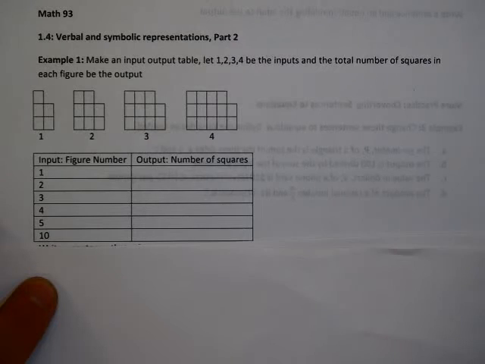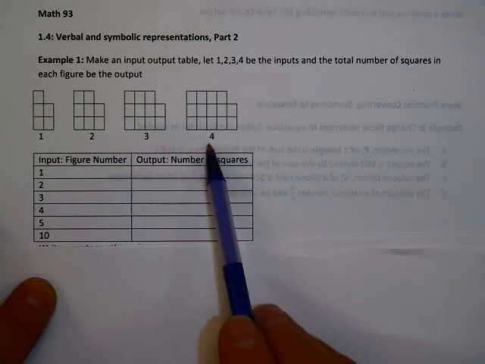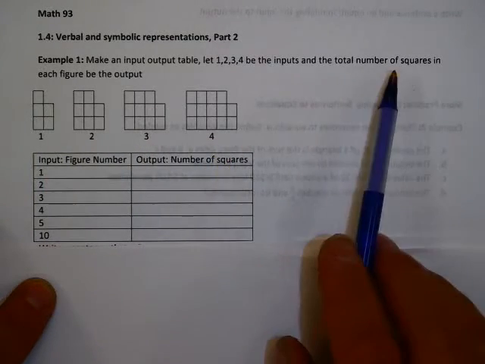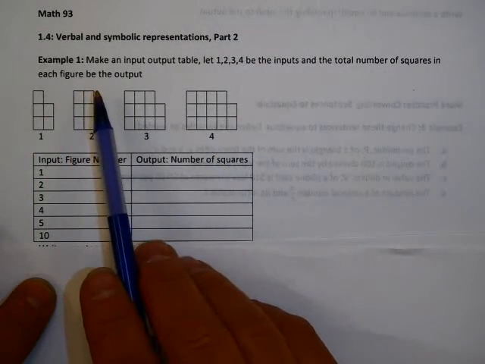This video clip is for section 1.4, Verbal and Symbolic Representations, part 2. Example 1. Make an input-output table. Let 1, 2, 3, 4 be the inputs, and the total number of squares in each figure be the output.